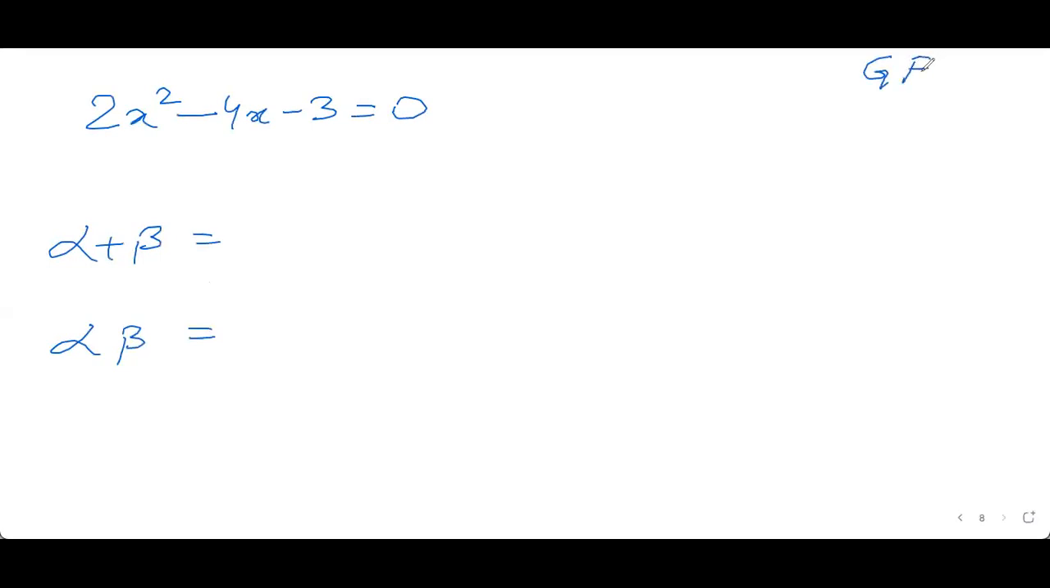Suppose the equation is 2x square minus 4x minus 3 equals 0. All you have to do now is find alpha plus beta and alpha multiplied by beta. Always remember, we need the equation in general form. We need A, B, and C. Then we need the formula. Solve and share.